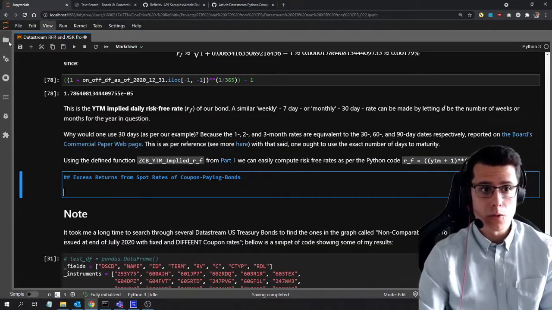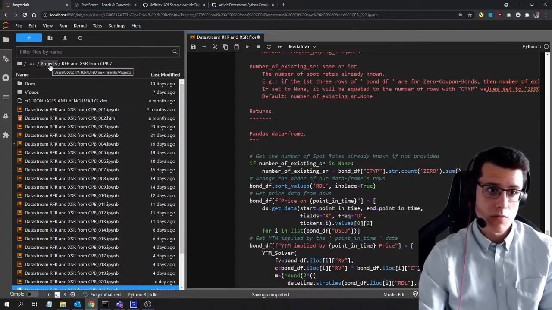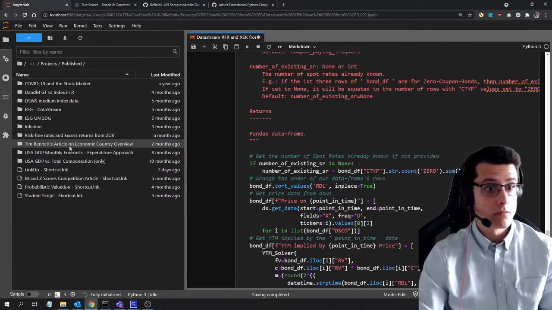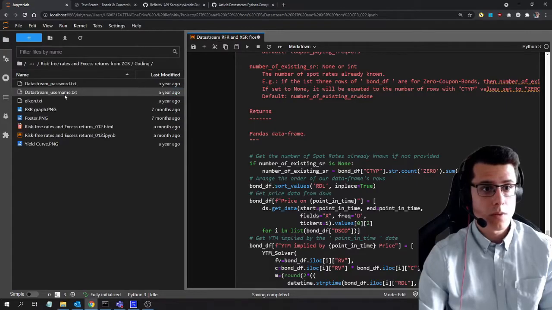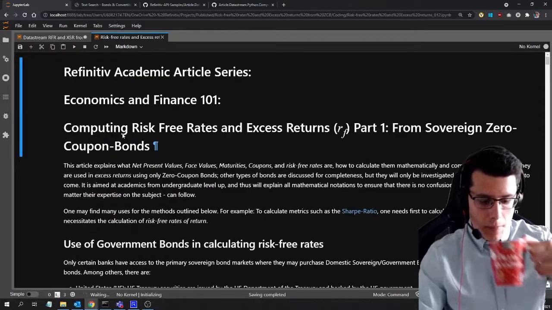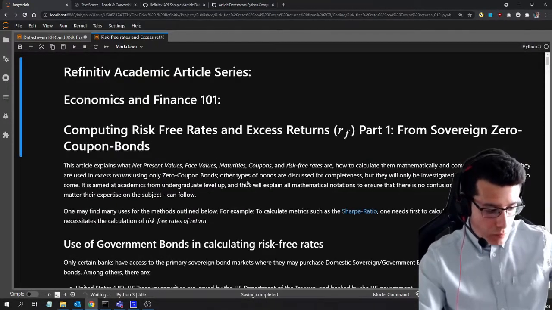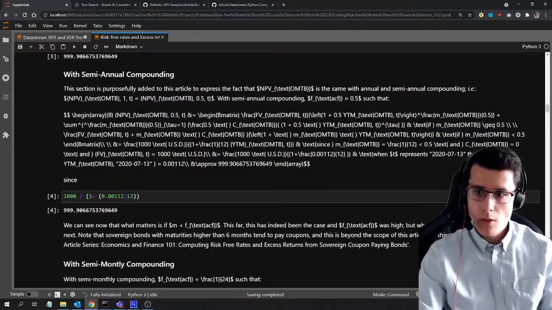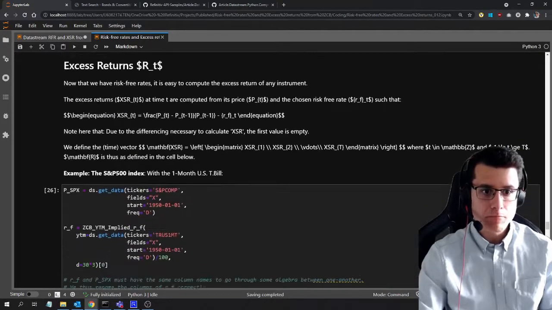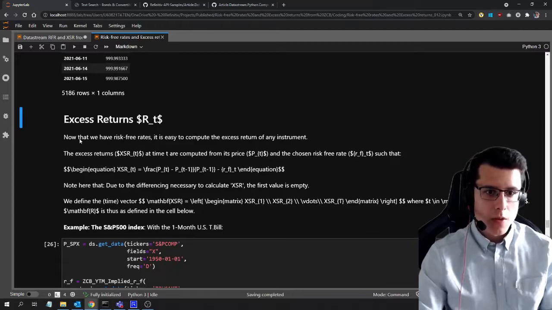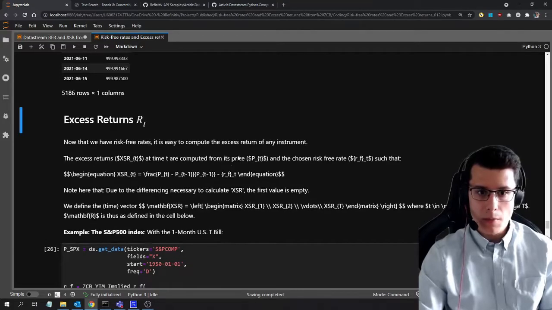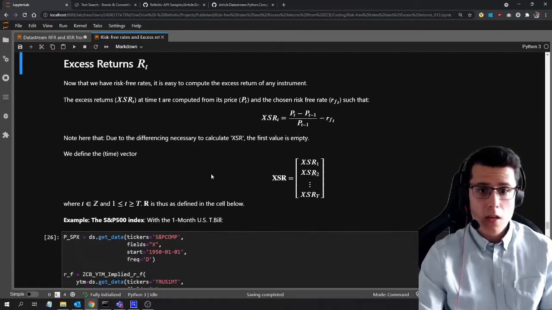So I've already got my LaTeX code for the risk-free rate article. So let's not reinvent the wheel. Let's find it. Zero coupon bonds, coding. There it is. Create a function for a risk-free rate. Excess returns. Now we know the risk-free rates, it's easy to find out the excess return at time t from price p. Now we can get a vector.